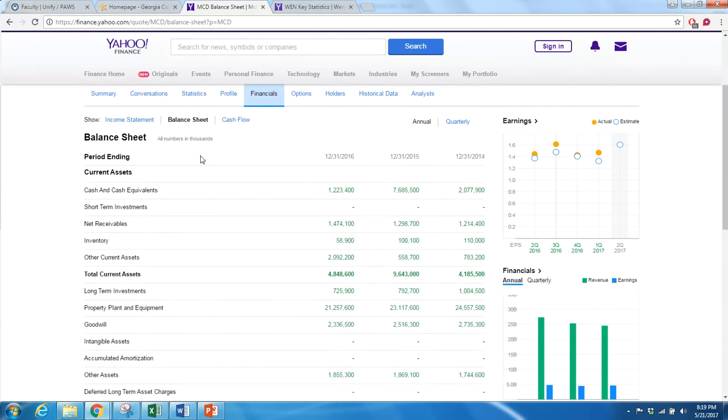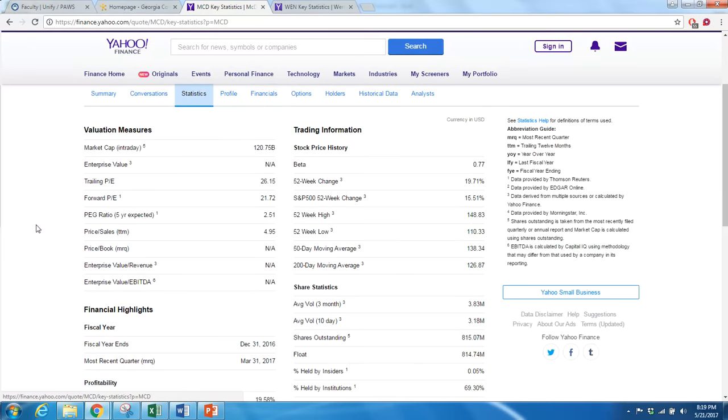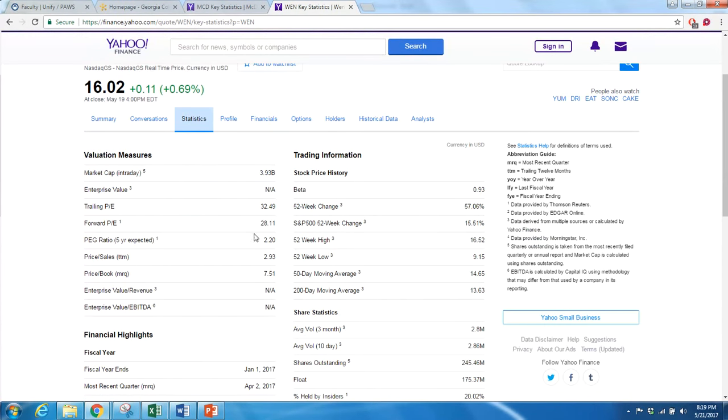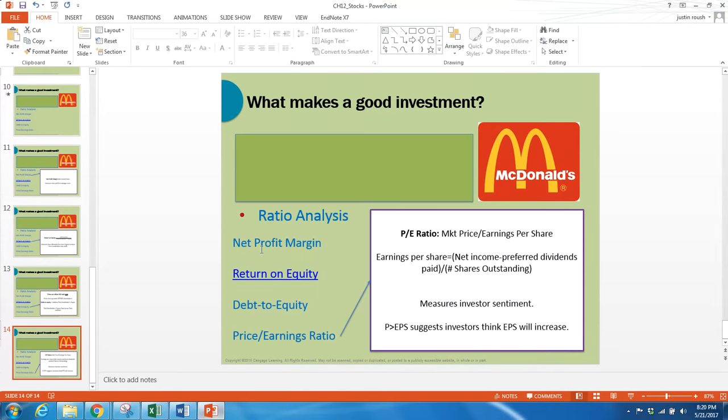See if I can find it. Trailing P/E ratio and forward, this is a projected price to earnings, about 21 times. So McDonald's is actually below industry average in terms of how much growth they're expecting. If we go look at Wendy's, Wendy's is at 32.49, 28.11. So investors are a little bit more sweet on Wendy's than they are on McDonald's. So these are 4 simple metrics that you would use. You might use many others to consider which stock to purchase.